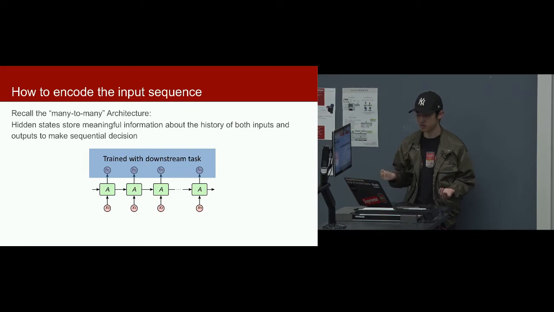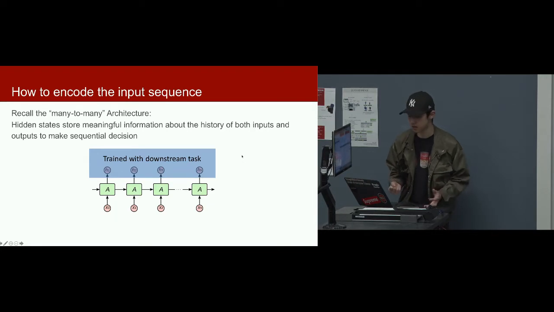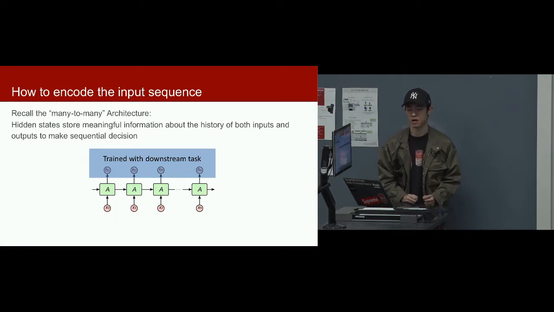So how do we encode the input sequence? We just move back to the many-to-many architecture. We use an RNN to encode the input sequence, and you're making decisions at each time step based on the hidden states, and setting training targets from those downstream tags, whether CTC or some other sequence labeling tags. Basically, you're training these hidden states to be maximally useful for those downstream tags. In this way, these hidden states might contain useful information about the history of the input and the output, because you're using an RNN architecture.